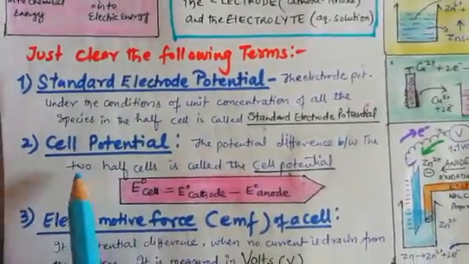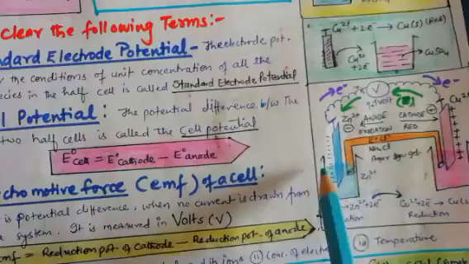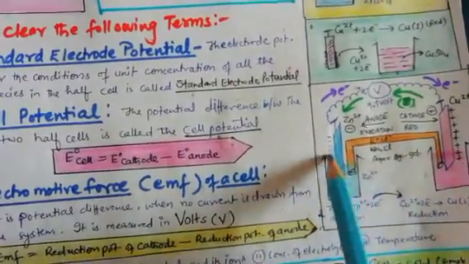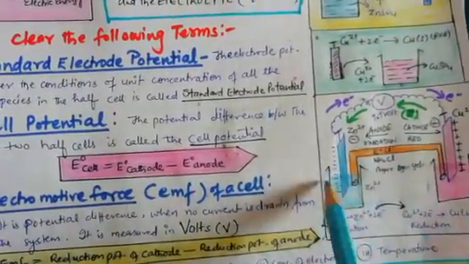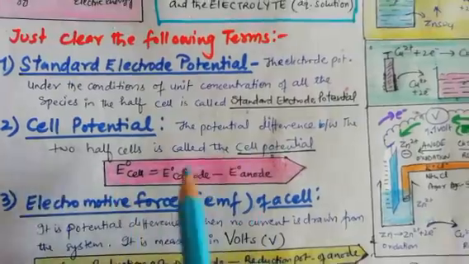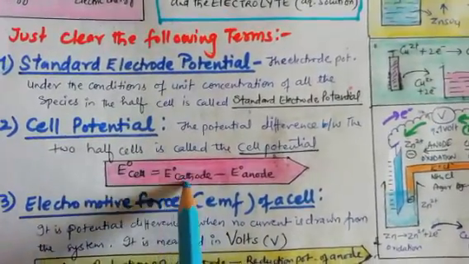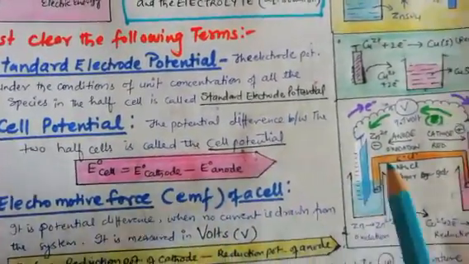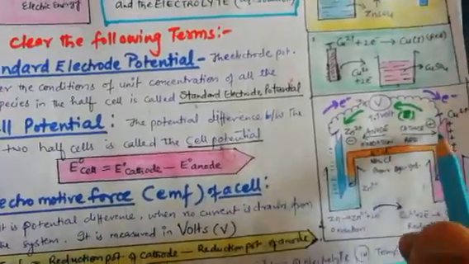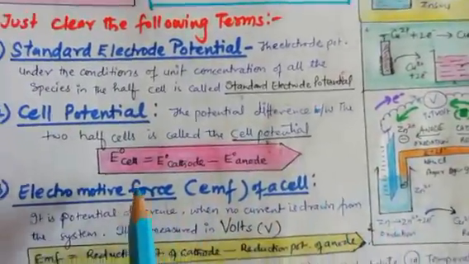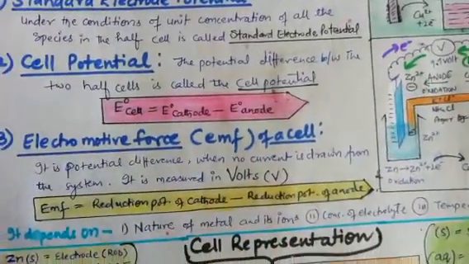Second, cell potential. Cell potential is the difference between the potentials of the two half cells. It is generally written as E naught cell is equal to E naught cathode minus E naught anode. So E naught cathode minus E naught anode means right minus left. This formula is going to be used in the future also.